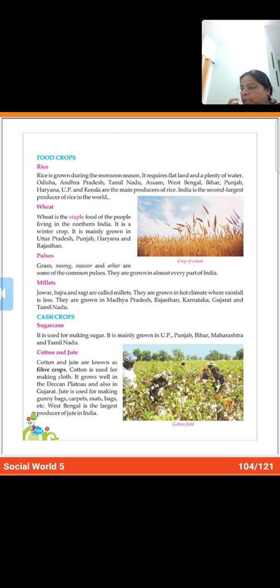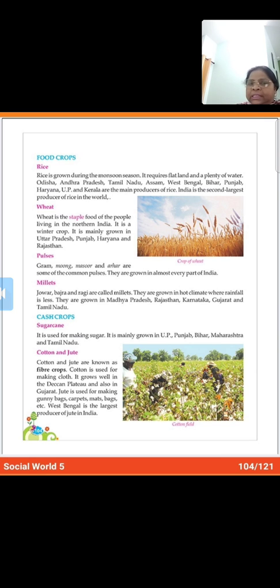Now see, I'm going to read about food crops. Those are what? Rice, wheat, pulses, millets. I'm going to read about these four. And in these four you have to remember when they are grown and in which states they are grown. Mainly these two points you have to remember. So we will study about different crops.